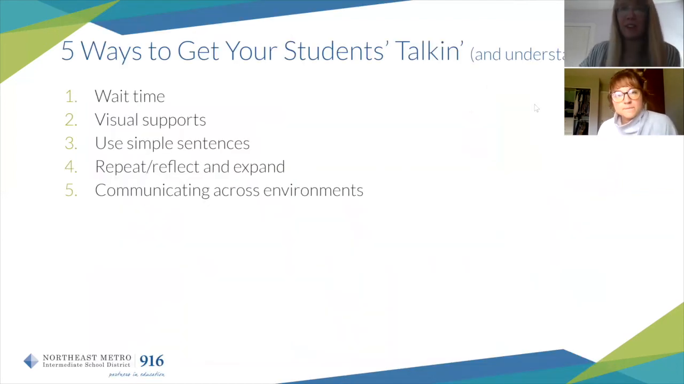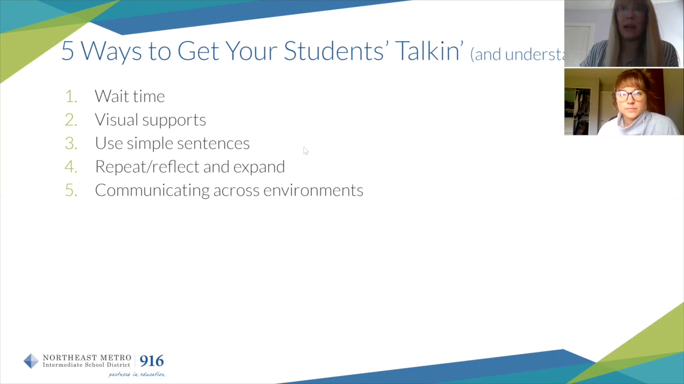So that was all 5 of our strategies that you get to use to get your students talking and understanding. I'm just going to recap them quickly. The first strategy we talked about was wait time. Remember, wait until it's awkward. You want to give your students enough time to process and respond to whatever you're saying. The second strategy was using visual supports. If you find yourself saying something more than once, chances are you need a visual. Visual supports help both our students' comprehension of what is being said to them, and they can also help them express themselves. The third strategy is to use simple sentences.